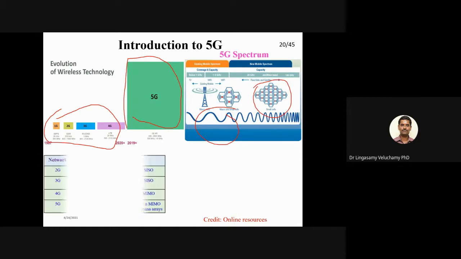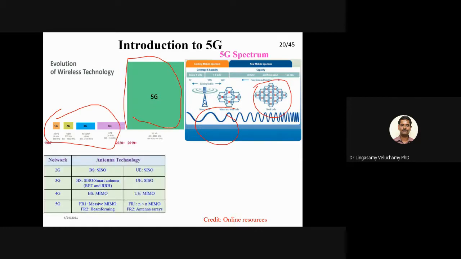Okay. Next is how antenna technology evolved from 2G, 3G, 4G, and 5G. In 2G and 3G, it was single input, single output. Your device will have one antenna, and your base station will have one antenna for one band. You will have multiple antennas in your device because it supports 900 megahertz, 1800 megahertz, and one more. Based on that, for each band you will have only one antenna.